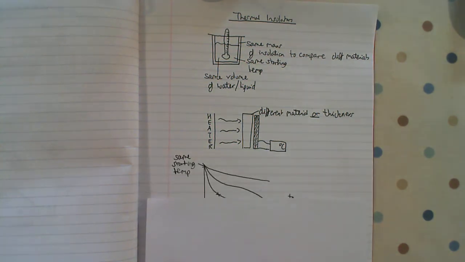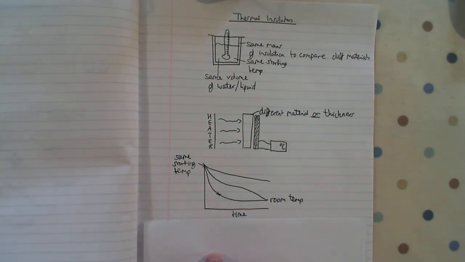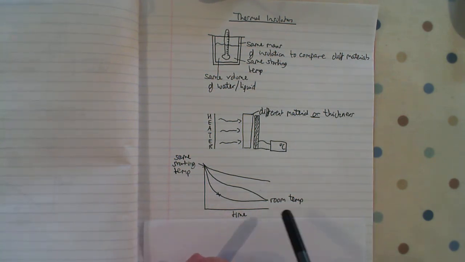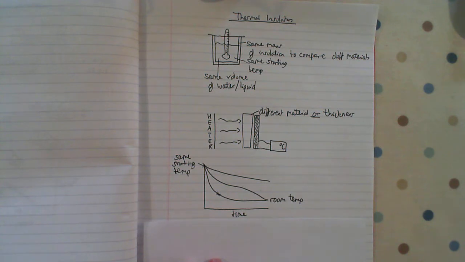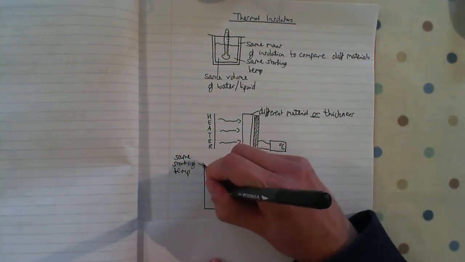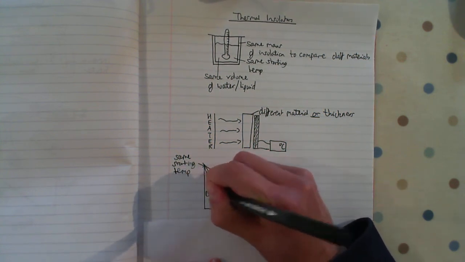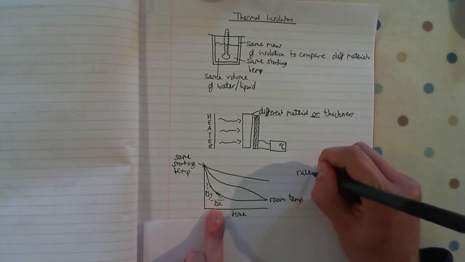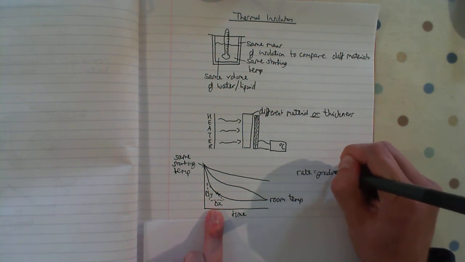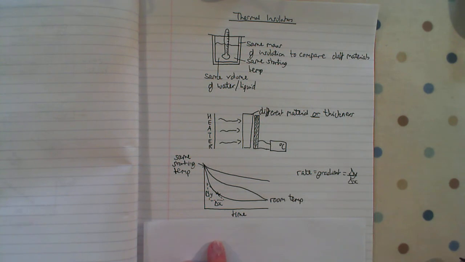If you're plotting a cooling curve, it should start at the same temperature and it would decrease over time. It would eventually plateau at the room temperature. If you were asked about the rate of cooling, you would draw a tangent and then do the change in y divided by the change in x to get the gradient. That would be the rate. Rate equals gradient, which is the change in y divided by the change in x.